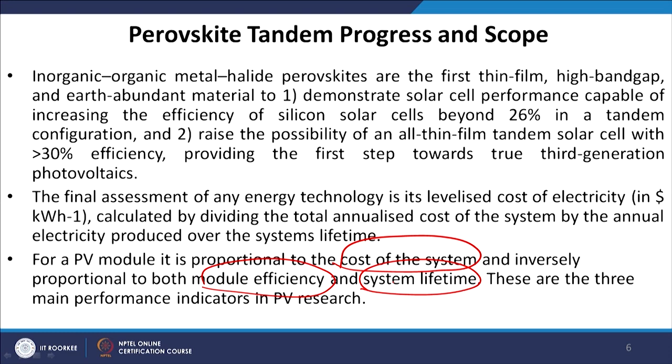So, these three factors form a golden triangle. One is the efficiency, another is the lifetime, and another is the cost. Whenever any solar cell comes to the module stage, any PV manufacturer looks at this triangle. What is the cost of this solar cell? What is the lifetime, or once installed in ambient conditions, how long will it last, and also what will be the efficiency of this solar cell. These three parameters have to be optimized simultaneously before bringing a technology into the market.